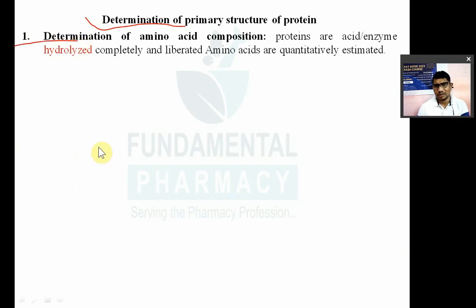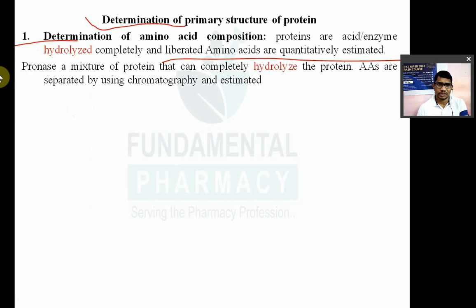Now proteins are hydrolyzed by either acid or by enzyme. Proteins are completely acid or enzyme hydrolyzed to liberate the amino acids, and these amino acids are quantitatively estimated. तो पहले उसका एनालिसिस करो अमीनो एसिड प्रोटीन का कंप्लीट और बाद में अमीनो एसिड एस्टिमेट करो. Now there is one enzyme mixture known as pronase. Pronase is a mixture of proteolytic enzymes which can completely hydrolyze the protein. Amino acids are separated by using chromatography, and then they are estimated.